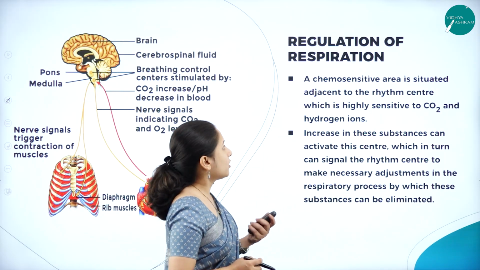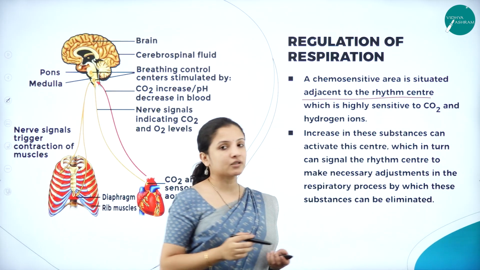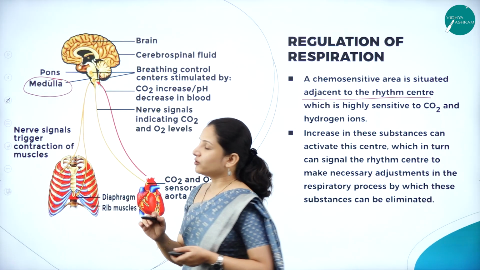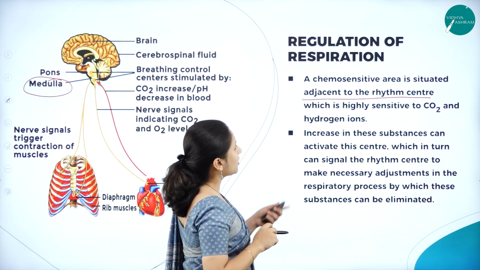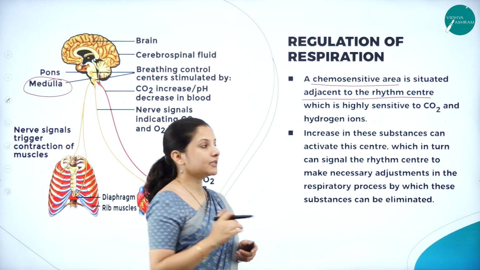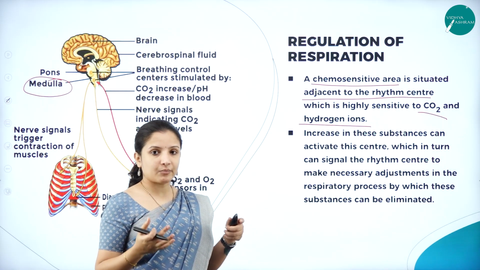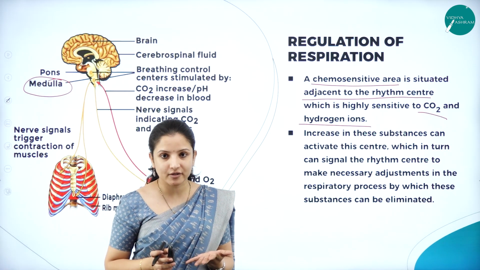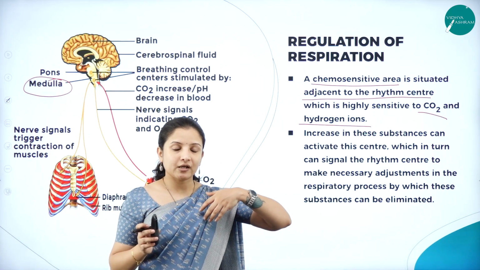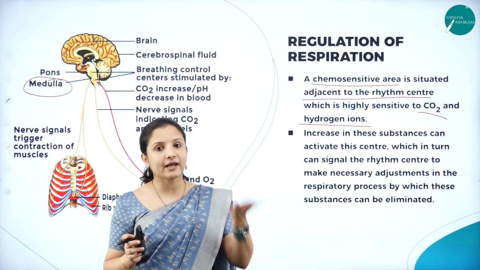So that is about inspiration. What about the other? There is a chemosensitive area which is situated adjacent to the rhythm center. Which is the rhythm center? The medulla. Somewhere near the medulla, there is a region called the chemosensitive area. This chemosensitive area is highly sensitive to carbon dioxide and hydrogen ions. So as carbon dioxide increases in the tissues, signals will be sent to our brain stating that the carbon dioxide has to be removed from the tissues. It has to move into the alveoli and be expired out.